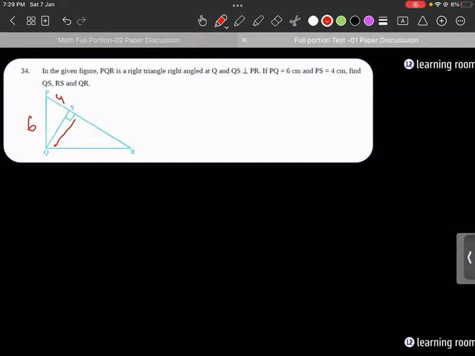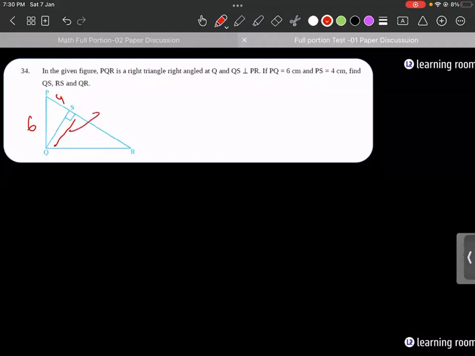Root 20. So root 20, yeah. Root of 36 minus 16. Yes, it is root 20. So this will be root 20.